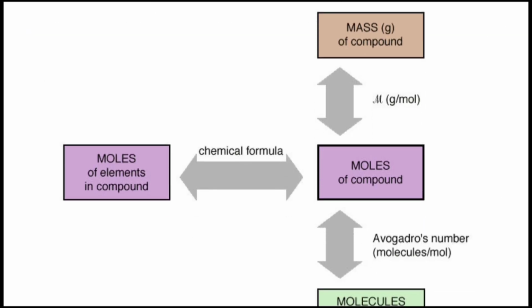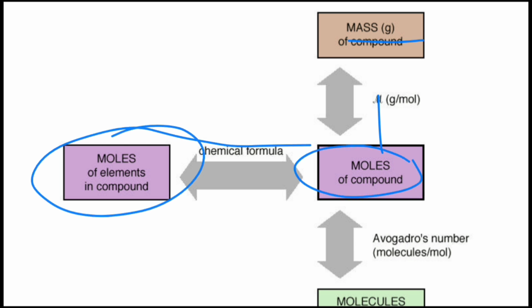Here, if we have mass, we can find moles of a compound. If we find moles of a compound, then we can find moles of elements in the compound. If we have moles, we can find molecules as well, using Avogadro's number of particles.